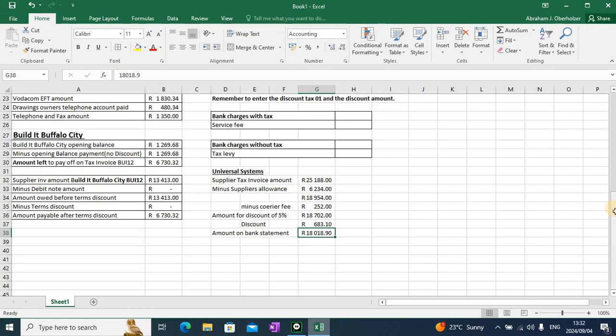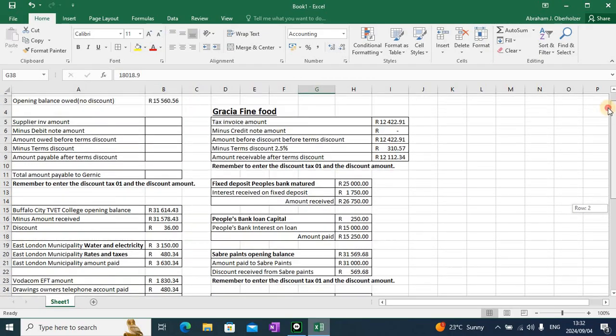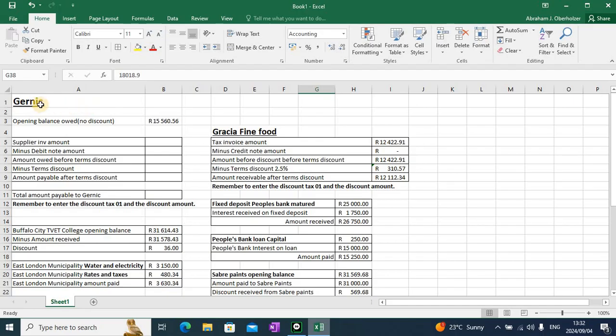So let's go and see if we have something here for Jernick. Okay, there's Jernick. We have an opening balance owed, and we are not going to get any discount on that. On page 19, the last payment, electronic transfer to settle the full amount of Jernick. No early terms discount on the opening balance allowed. So that's the full opening balance of Jernick, and he's not going to get any discount on that amount.